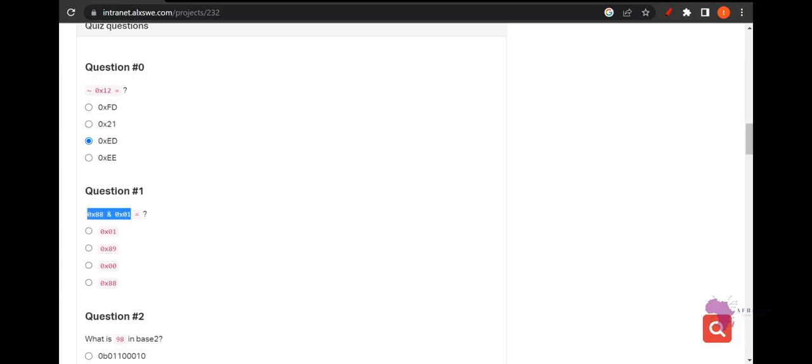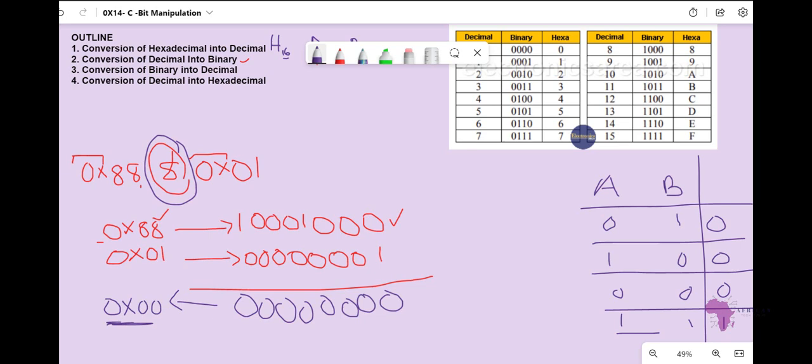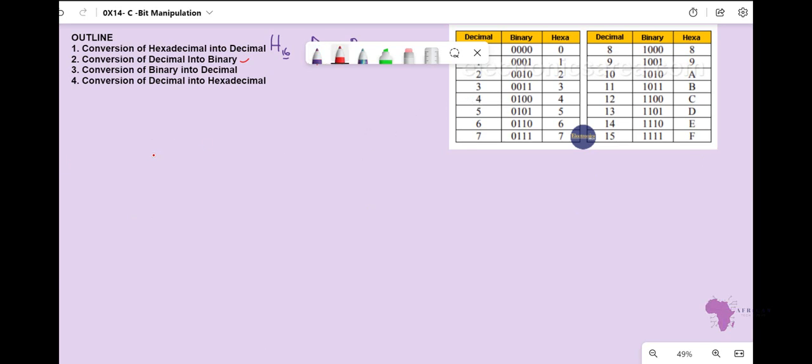Do we have an answer like that? Yes, we have an answer like that, which is this one. So we have answered that one. Let's get into another one. The next is, what is this one? Base 2. So let me see. I've shown you that one. Let's get into this other one.